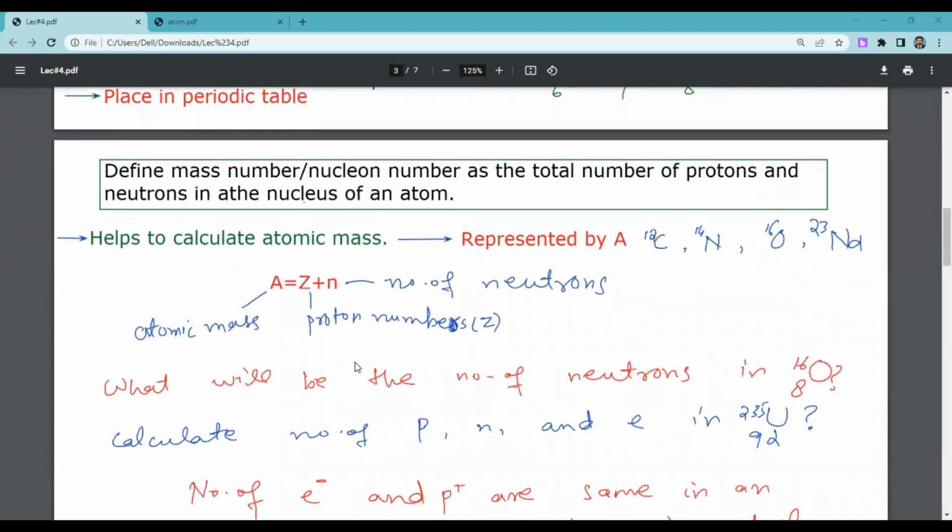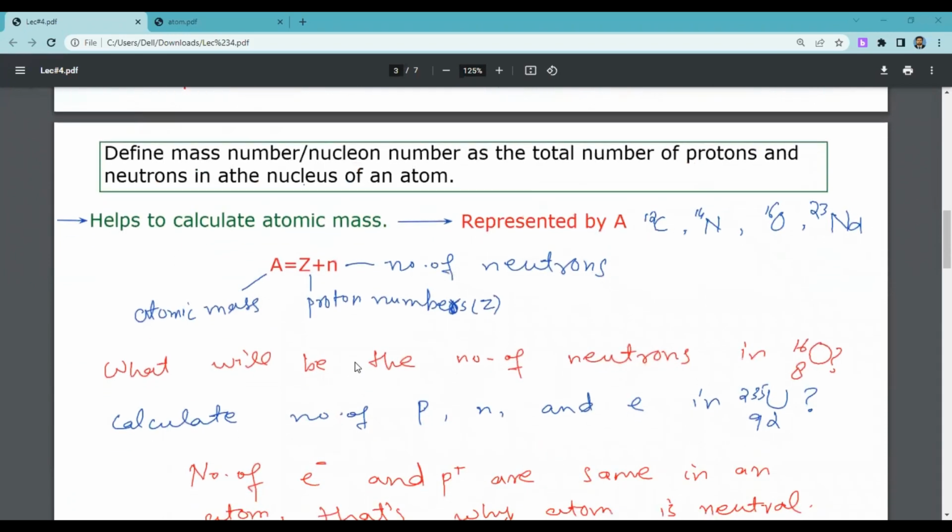Then about mass number. Define mass number or nucleon number as the total number of. In the course content, it is also providing us the definition of mass number and nucleon number. Mass number is also called nucleon number. It is the total number of protons and neutrons in the nucleus of an atom.